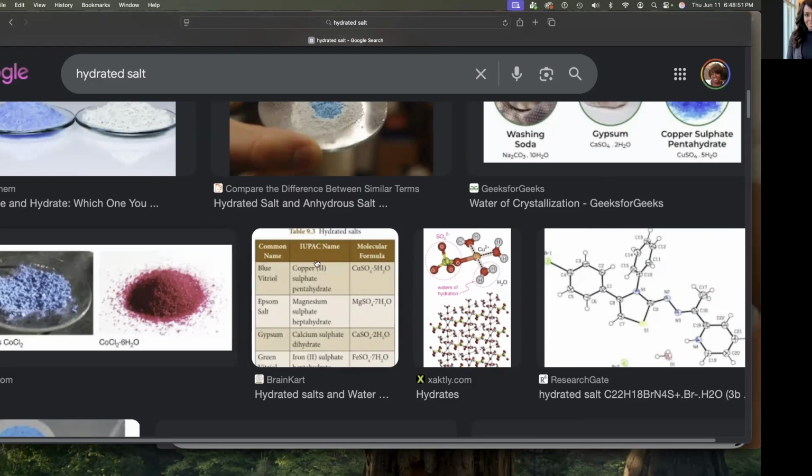So we're given different examples here. Copper pentahydrate with 5 waters, magnesium heptahydrate with 7 waters. Each magnesium sulfate formula incorporates in its structure 7 waters. And then copper sulfate, 5 waters, right? So here we're actually seeing what the structure somewhat looks like, right?